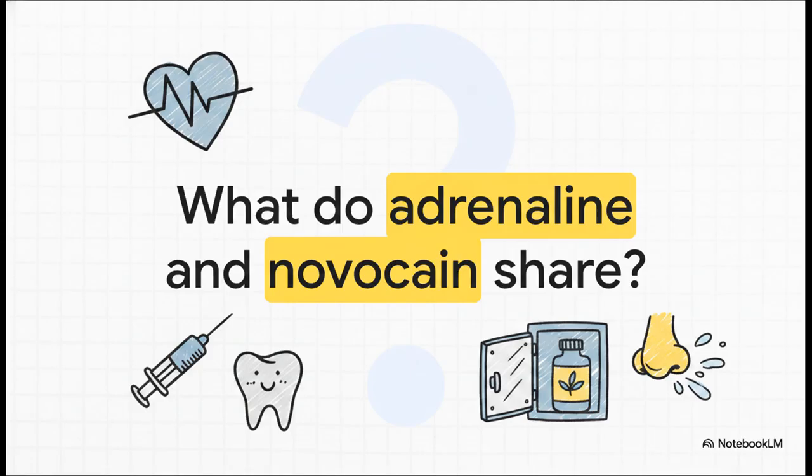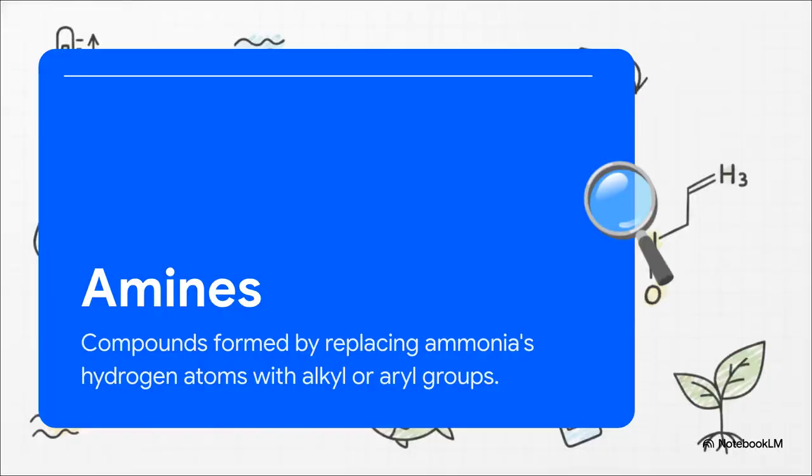Okay, think about adrenaline, that totally crucial blood pressure regulator. Or Novocaine, the synthetic anesthetic that's literally saved us all from a nightmare at the dentist. And then there's Benadryl, the standard antihistamine you probably have sitting in your bathroom cabinet right now. So, what could these three wildly different biological and synthetic compounds possibly have in common chemically? Well, the answer is they're all amines.